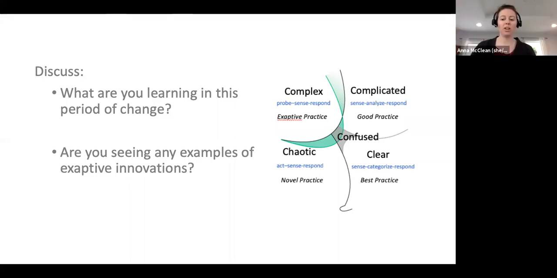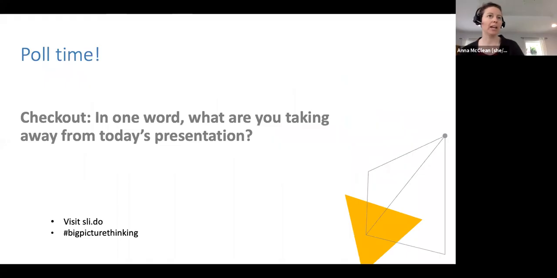So we are rounding the bend here, just wrapping up. We have one more final Slido activity for you all. If you can head back there and head to big picture thinking. We'd love to hear in one word, and I will accept hyphenated words if you must, what are you taking away from today's presentation? Whether it's a feeling, a new idea, a tool, whatever it might be. We're just curious. One word.